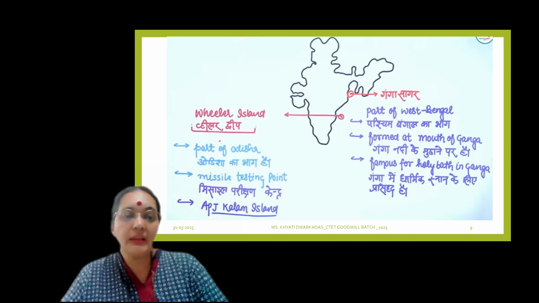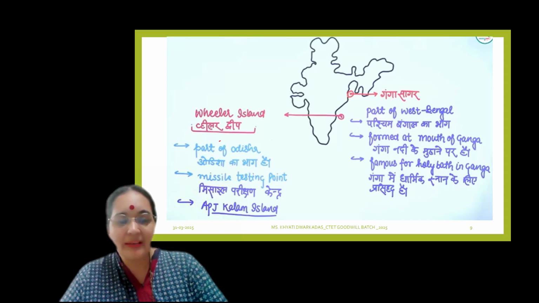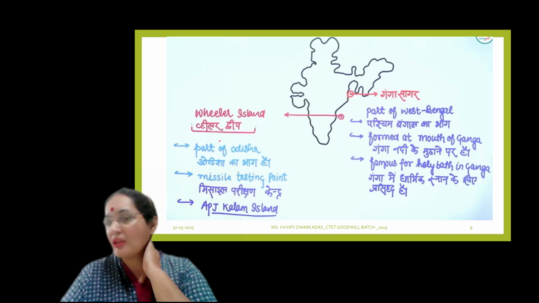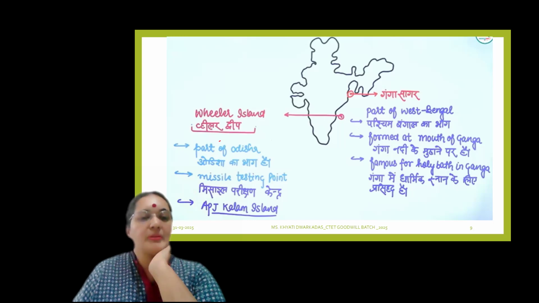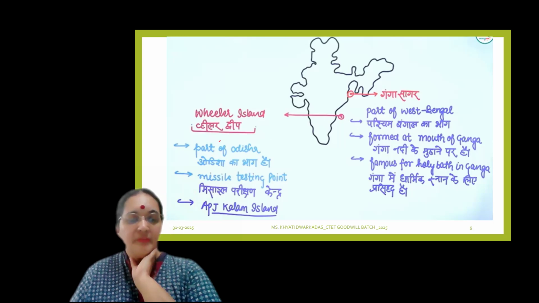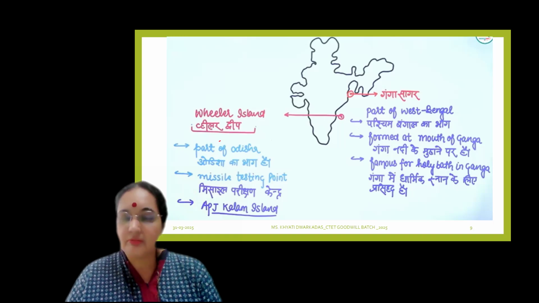The next important island here is the Wheeler Island in Odisha, which is a very, very famous missile testing point. It's also called the APJ Kalam Island after Dr. APJ Abdul Kalam. The Indian name of the Wheeler Island is Dr. APJ Abdul Kalam Island.